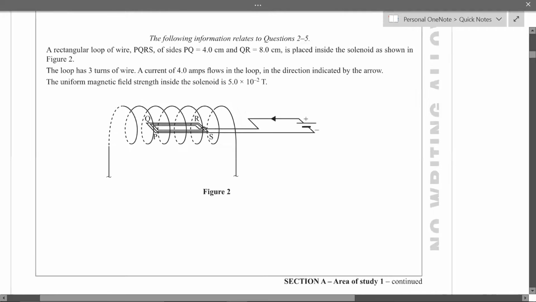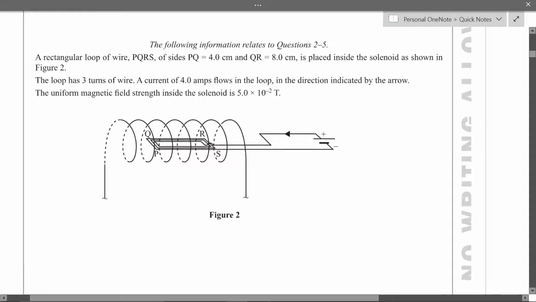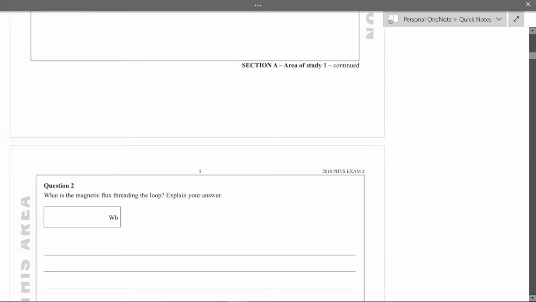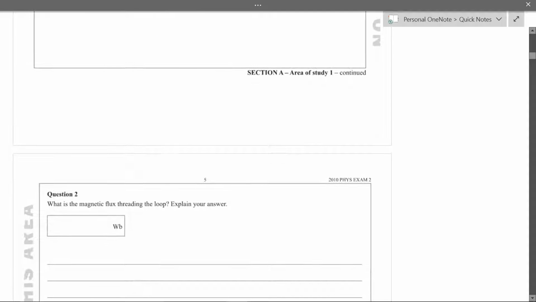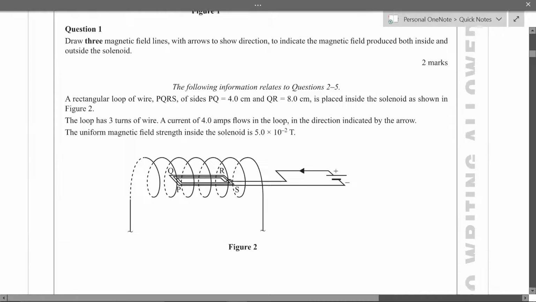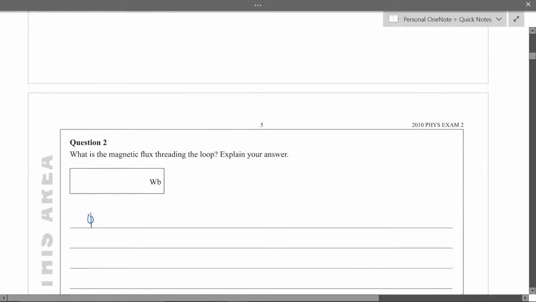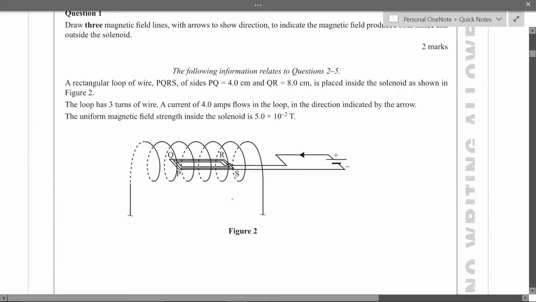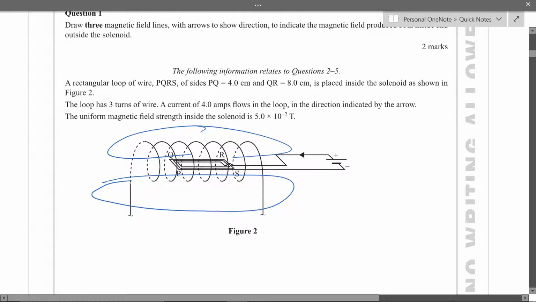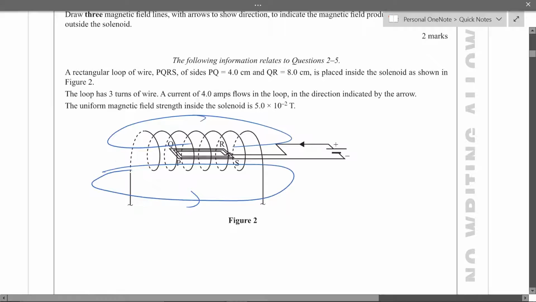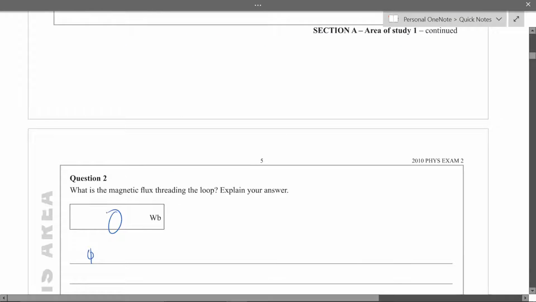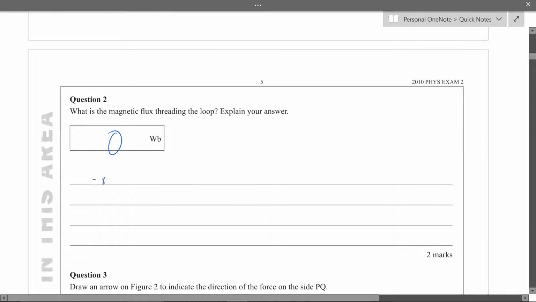So this is a loop and it has 3 turns, current, and so on. What's the magnetic flux through the loop? So flux through the loop, as we saw before, the field goes this way and this way. Sorry, is this the wrong way? No, sorry. So that means the plane is parallel to the field lines, so there's no flux.